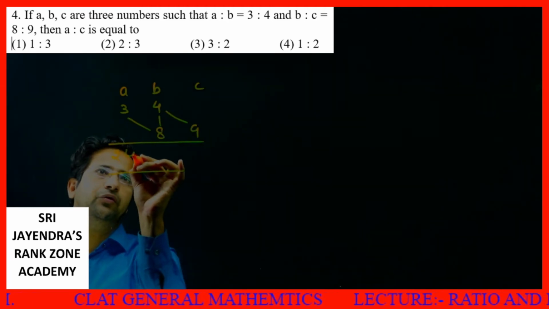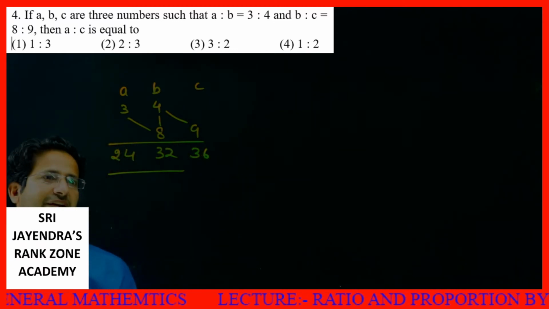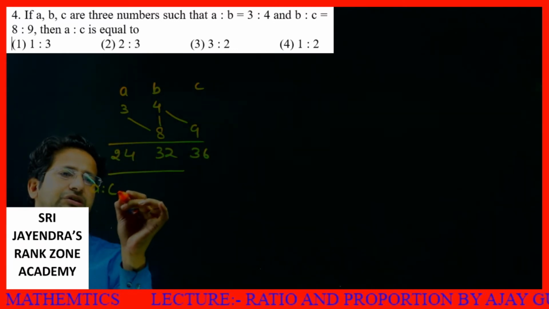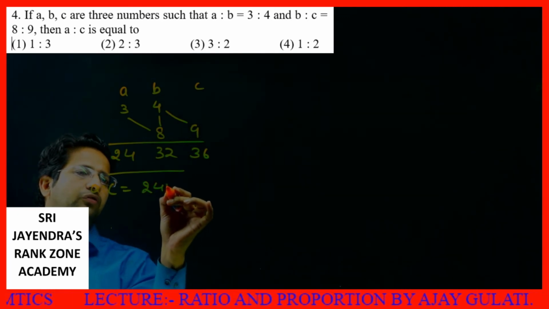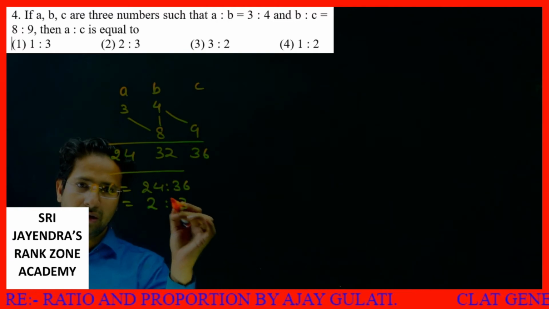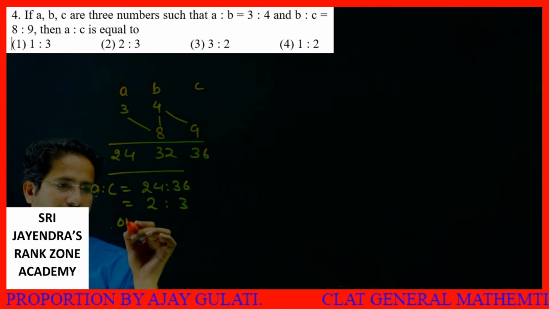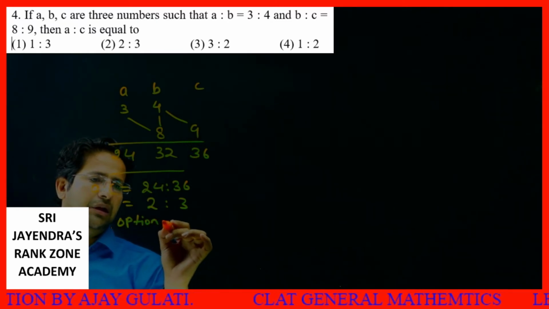I told you A, B, C. A is 24, B is 32, C is 36. So I can say A is to C is what? 24 is to 36, or I can say 2 is to 3. Option number 2 is your answer. Okay. Option 2 is your answer. Let's move to next question.